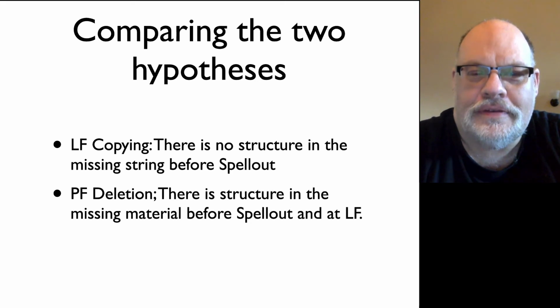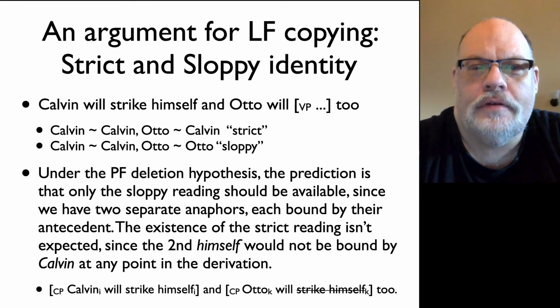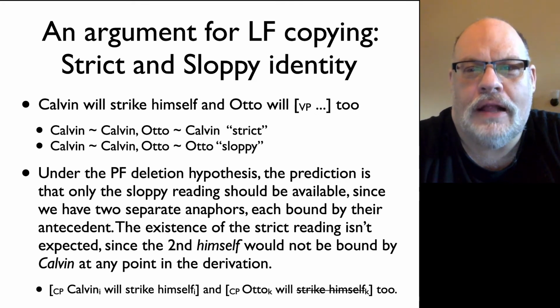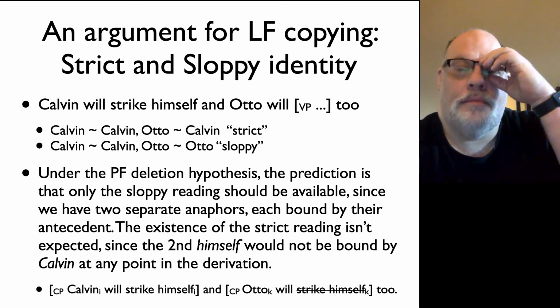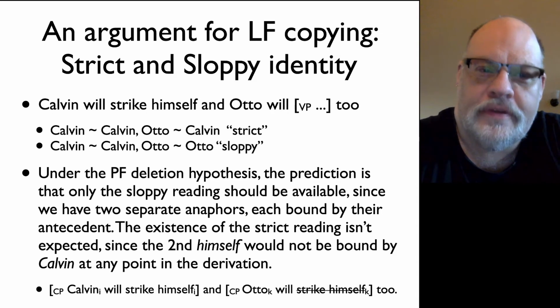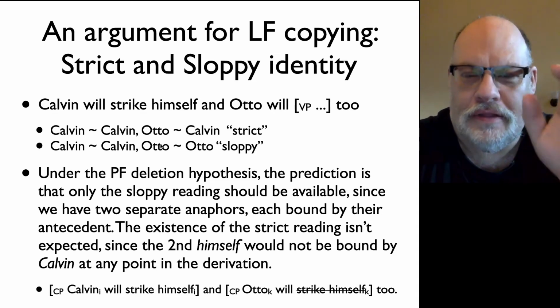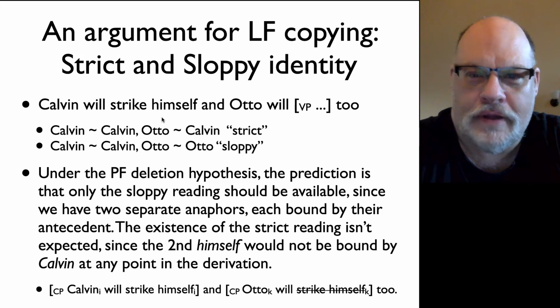Interestingly, there is evidence that both of them might be right. So let's run through evidence for each of these hypotheses and then come back to compare them. So first of all, let's talk about evidence for LF copying. Now this comes from a very complicated set of phenomena that have to do with the interpretation of pronouns or anaphors that are inside of elided verb phrases. So this is quite complicated, but hold on, once you see the pattern, it becomes clear.